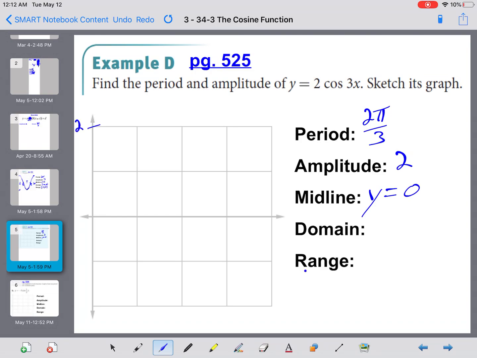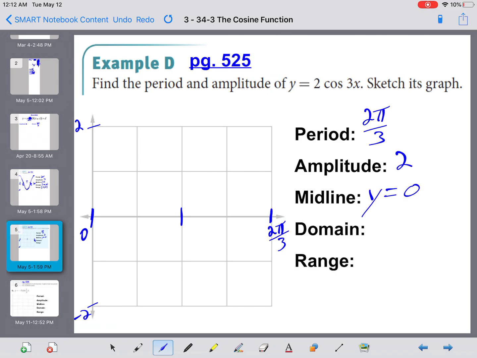So amplitude 2, I'm going up to 2, down here to -2, okay? Starting at 0, but now my period is only 2 pi over 3. So I'm going to stop out here at 2 pi over 3. Now again, I've got to be able to find these 5 key values.